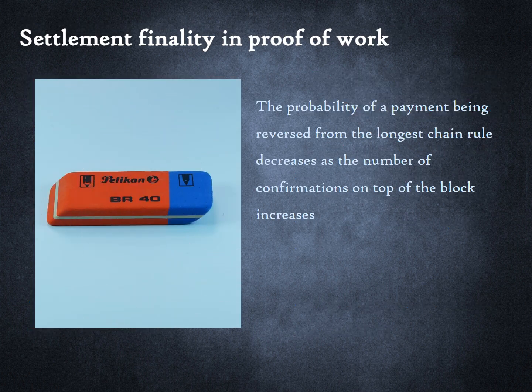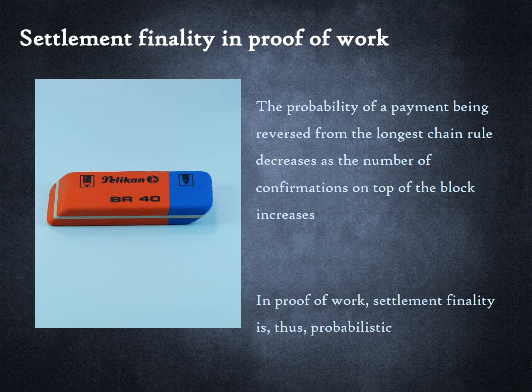In proof of work, we learnt that the seller can wait for 4 confirmations of the parent block of the transaction before shipping goods. The probability of a payment being reversed from the longest chain rule decreases as the number of confirmations on top of the block increases. This is because the energy cost of outpacing other miners gets prohibitive, especially as the chain gets longer away from the transaction that needs to be eliminated. In proof of work, settlement finality is, thus, probabilistic. There is no defined line in the sand.